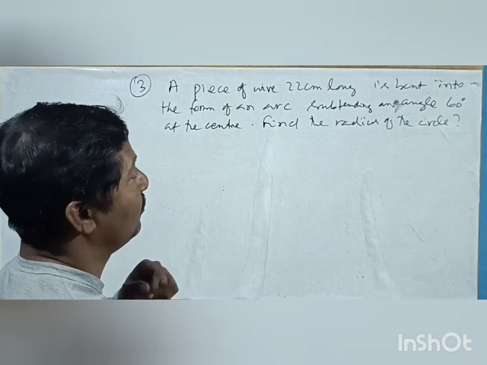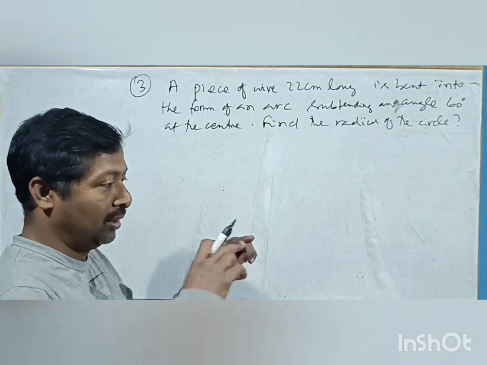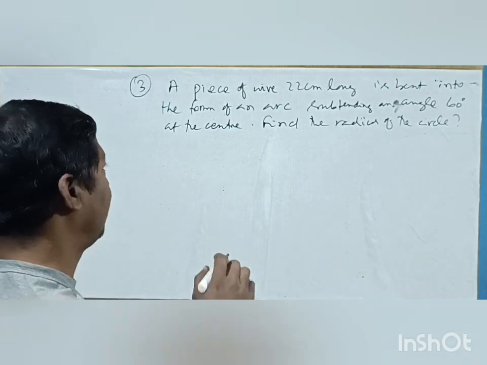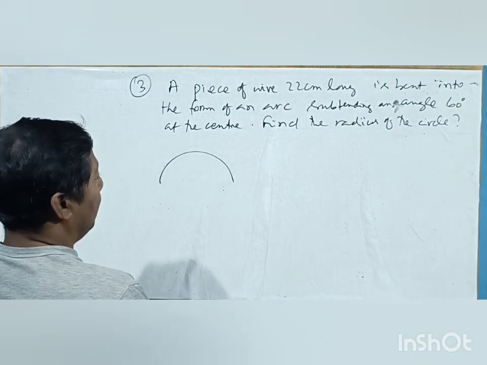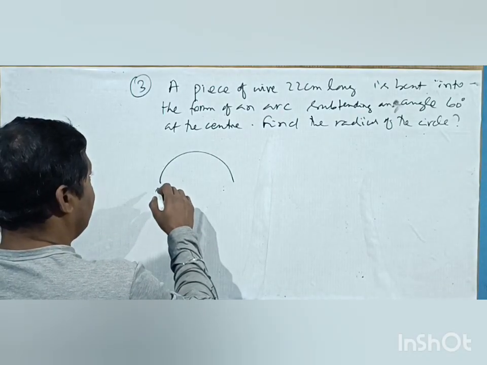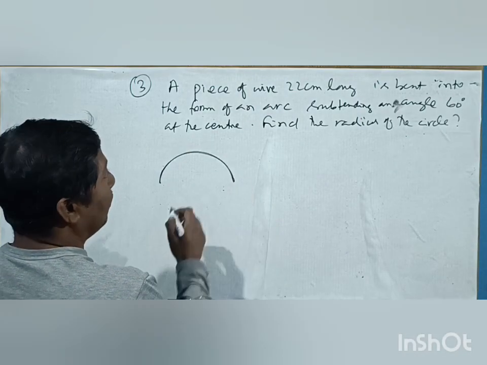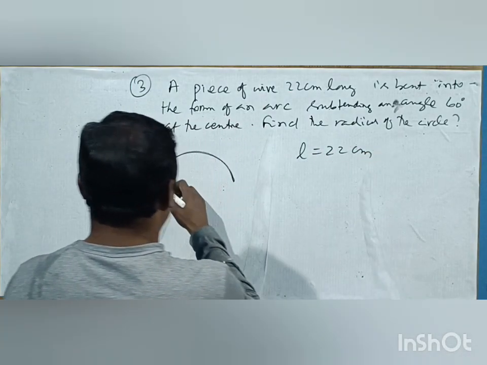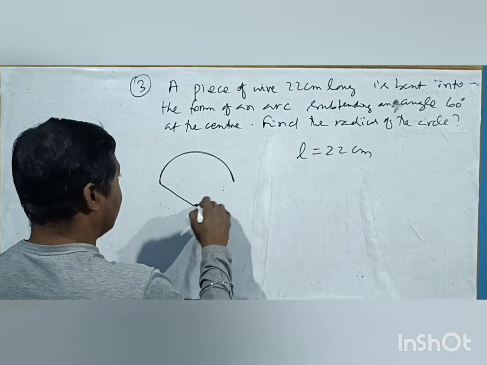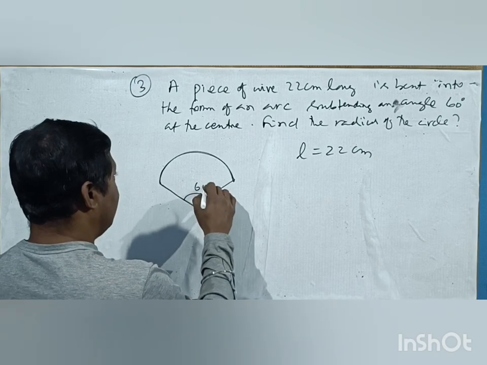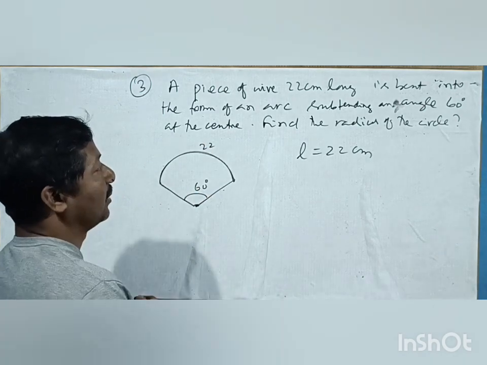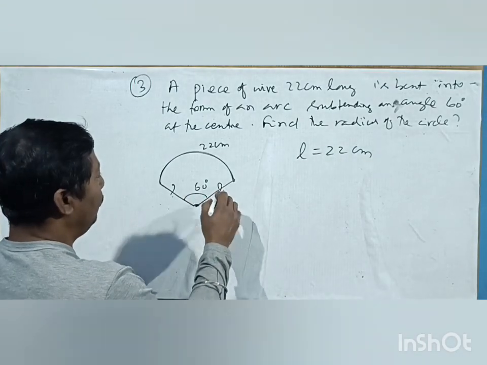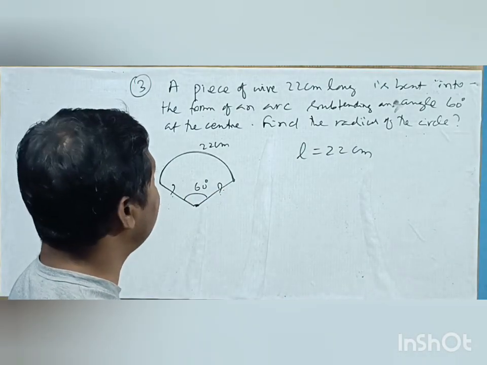A piece of wire 22 cm long, we have to make it an arc. Arc is like this. So this arc is 22 cm, the length of the arc means L equal to 22 cm. If it makes the circle and it makes the angle 60 degrees, we have to find out the radius of the circle.